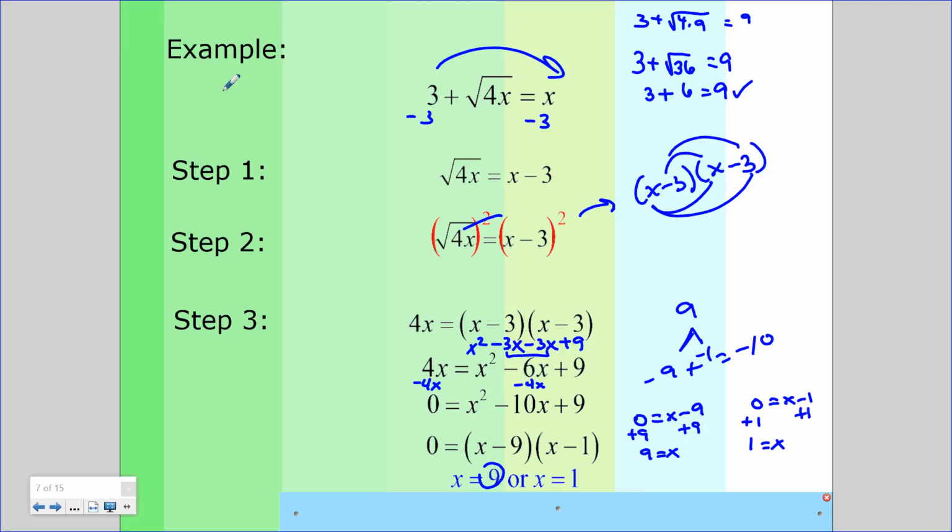Let's now check it with x of 1. So I'll come over here. So 3 plus the square root of 4 times 1 equals 1. We want it to equal 1, our x.